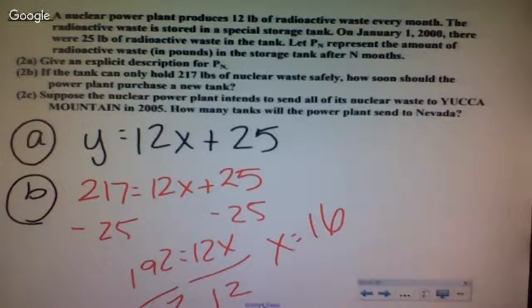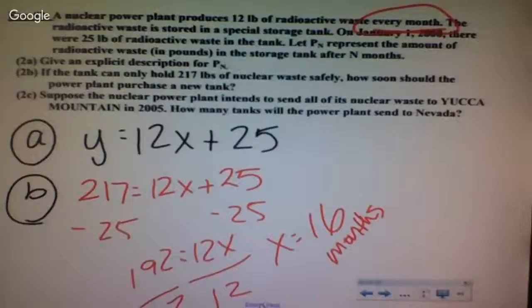What does that 16 mean? Pounds? No, 16 years? Months. We're talking months. Is that 192 divided by 12? Yes. Okay, so 16 months into the future, we need a new tank, because nuclear waste is going to go spewing out.